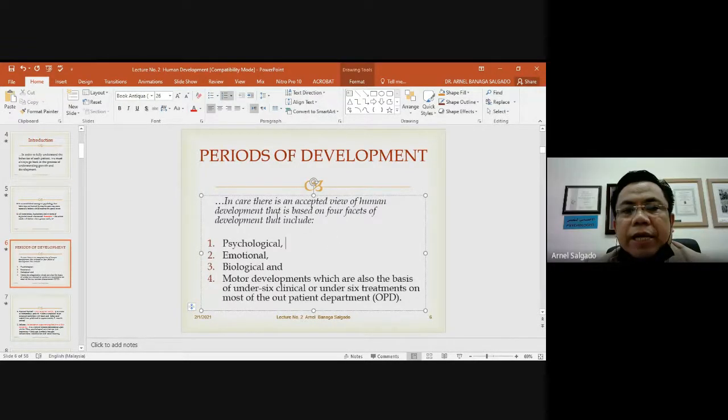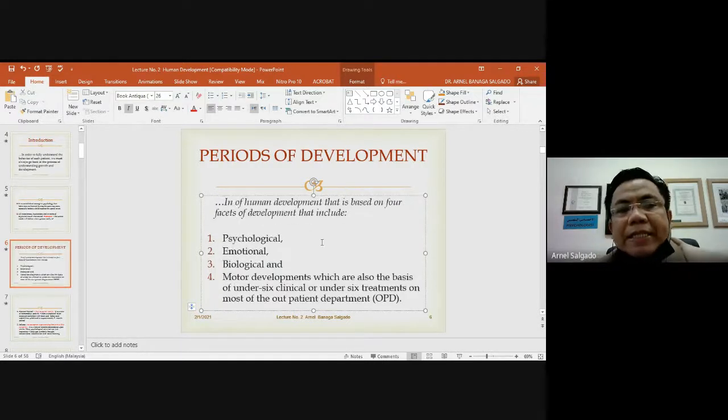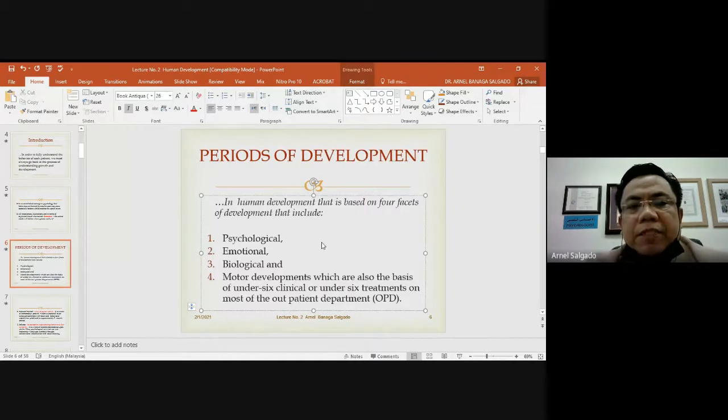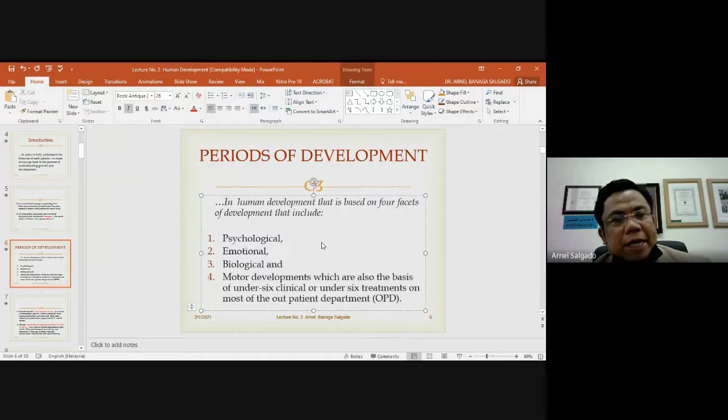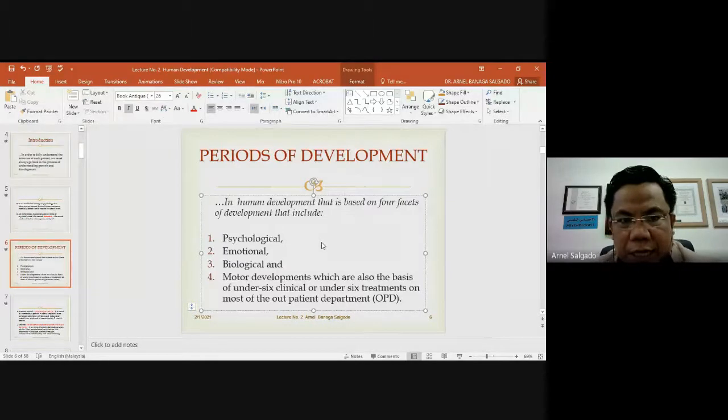Okay. Now, in human development, we're going to look into these 4 facets, no? The 4 facets of growth. These are the following things that we have to study. Psychological, that I already started with the introduction.